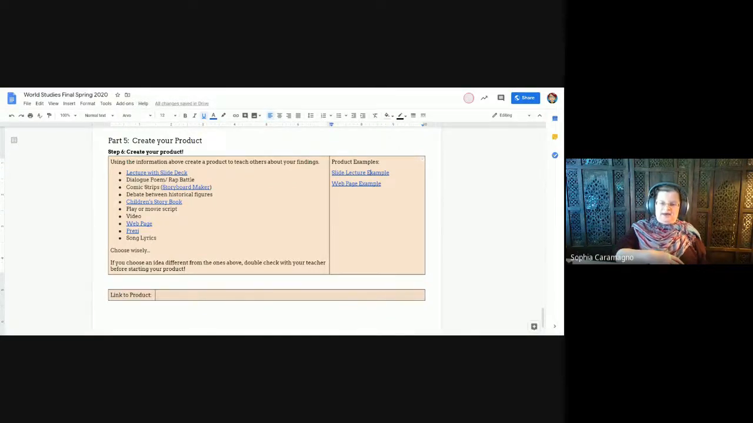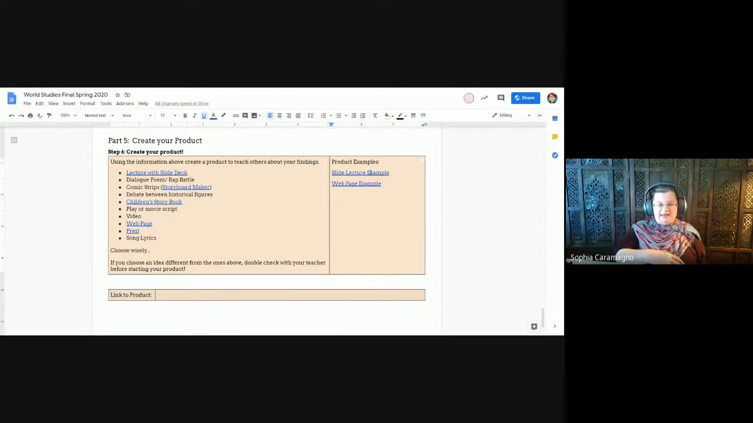Also, there is an example of a web page, but I will warn you that this web page example is very extensive. It's for a slightly different project where students needed to include 3 pieces of evidence. That isn't you, but it does show you how you could use a web page to complete this assignment. We've adjusted this lesson for the COVID-19 situation, and that's why these things are a little bit different. So feel free to check those out and be creative.